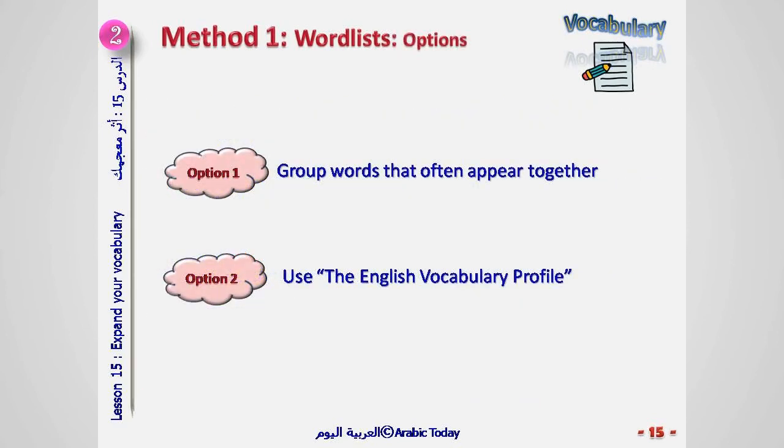Now I suggest to you 2 options for making word lists. You can choose one of them or both, or a combination of the 2. The first option consists of grouping words that often appear together. The second option recommends the use of an online resource, the English Vocabulary Profile. Let's see how to proceed in more detail.